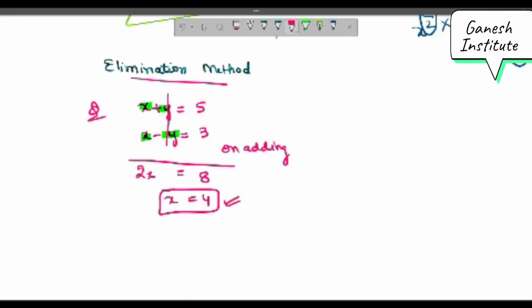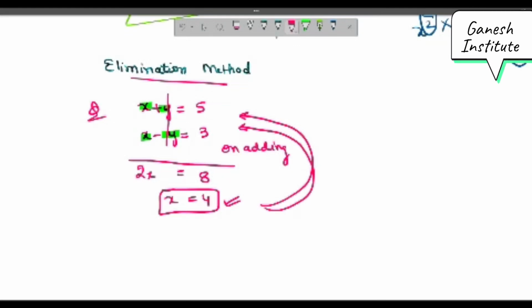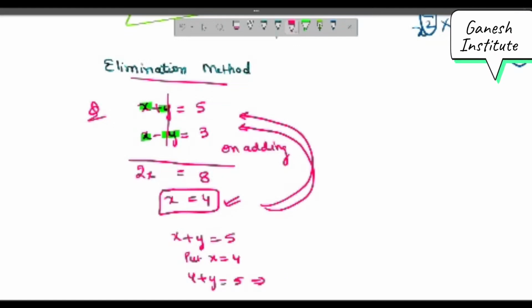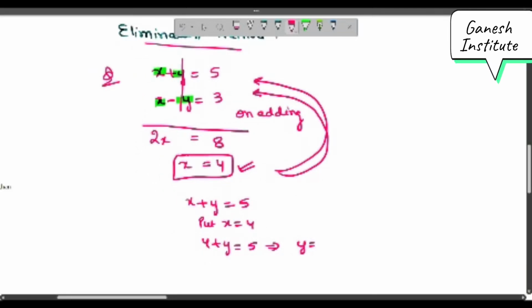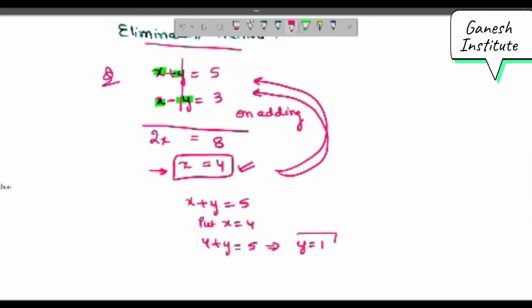Great. Once you get this x, you can now use substitution to substitute it in any of these equations to get the other variable, which is y. So for instance, if I'm putting x as 4 in one of the equations, 4 plus y equals 5, so y becomes 1.